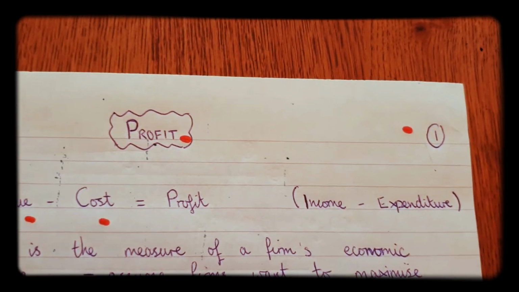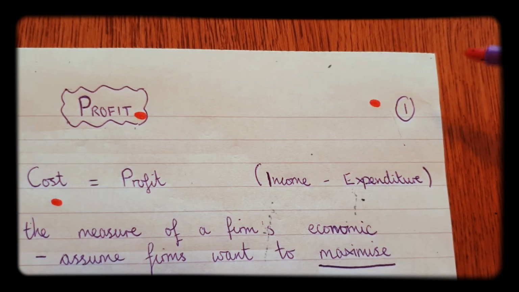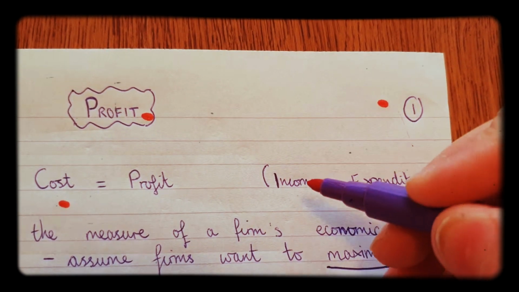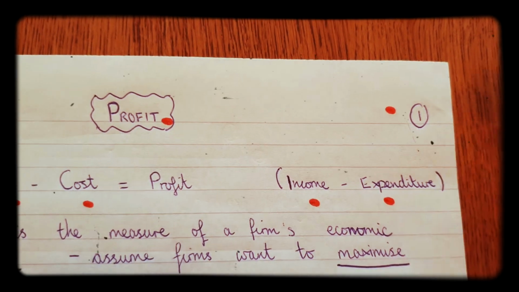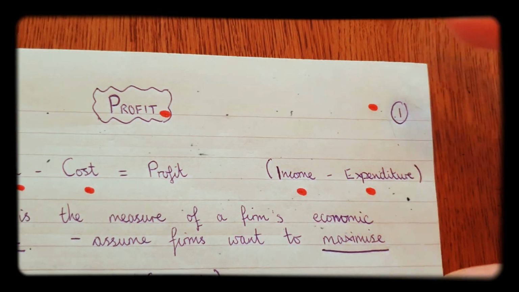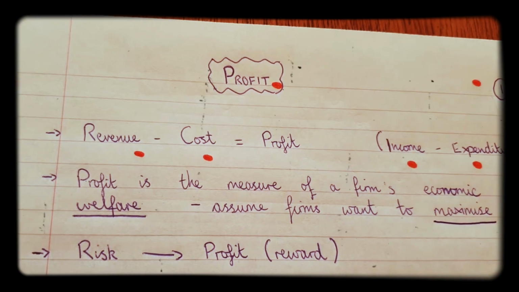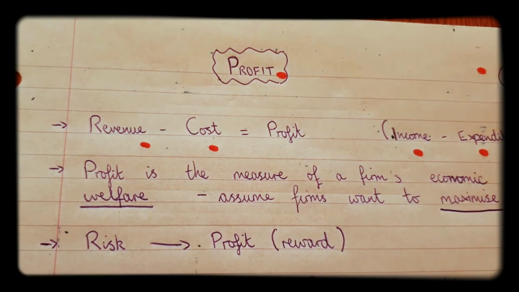An easy way to understand this is, for example, for yourself: income minus your expenditure is your profit left for the month as a person who's working. So it's a similar thing for a business.